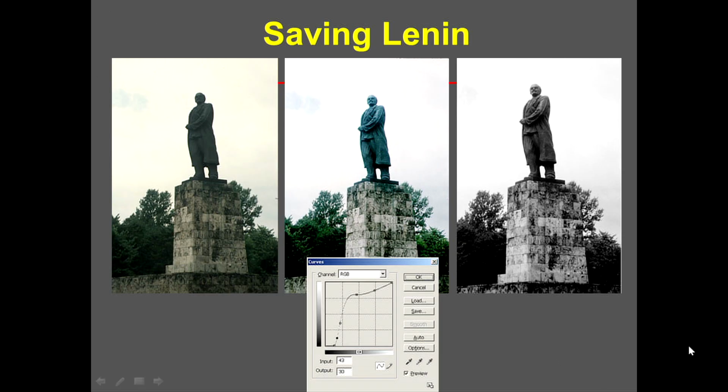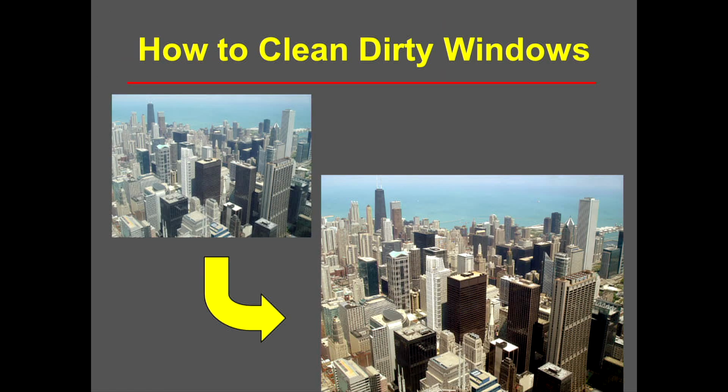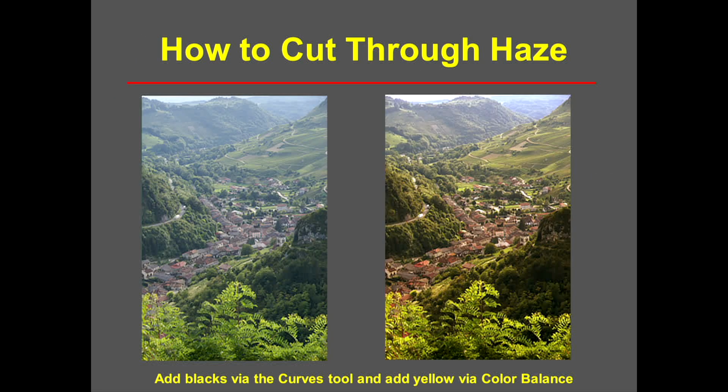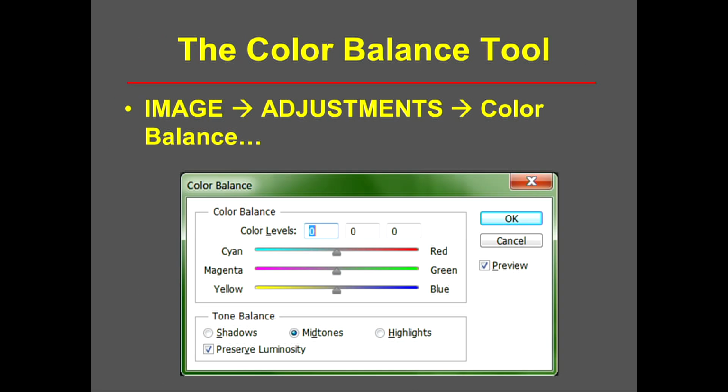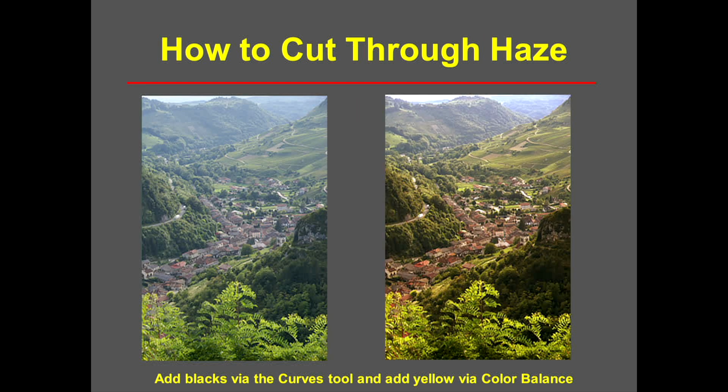Because after all, we all know that all history is black and white, and all modern day stuff is color. At least in the era I grew up, that was true. If it was before I was born, it was in black and white. And that's how I was able to save Lenin. And I mentioned this already, how to clean dirty windows with curves, how to cut out haze with curves. Curves are excellent. Now here I mentioned I added some yellow as well.